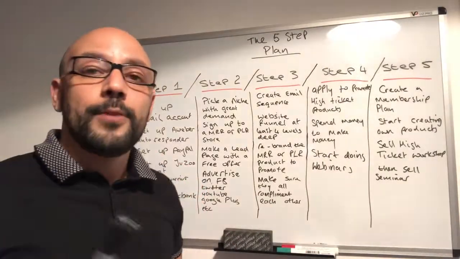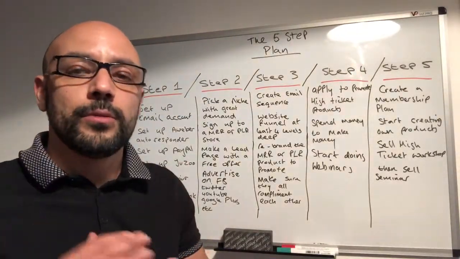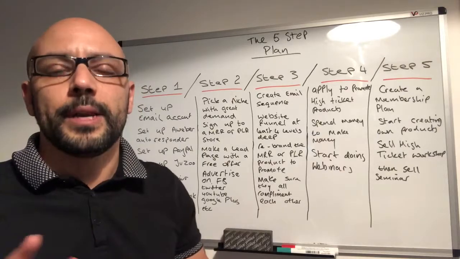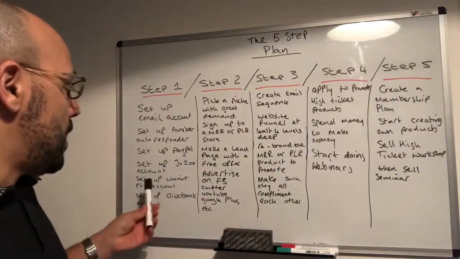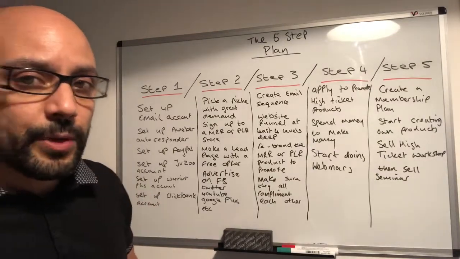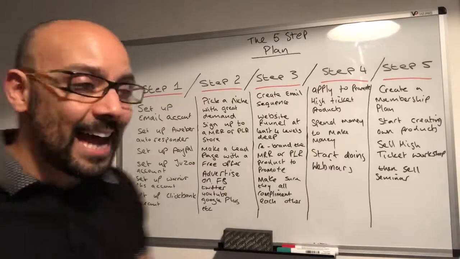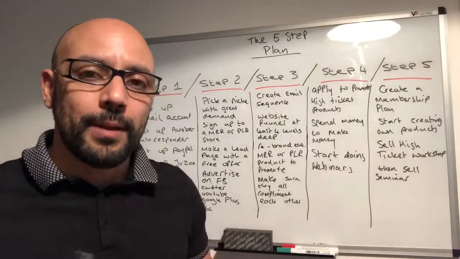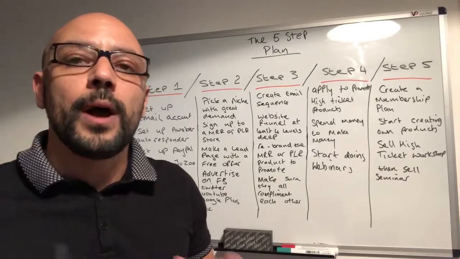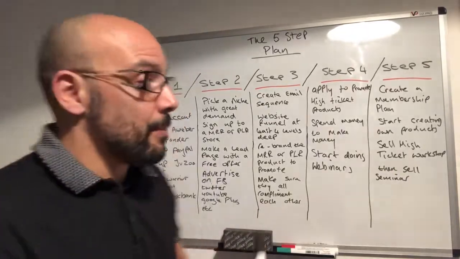After that, you need to set up a JVZoo account. Now, if you don't understand what JVZoo is, don't worry about it just yet. You just need to set up an account. As well as a JVZoo account, you need to set up a Warrior Plus account and a ClickBank account. All of these are affiliate platforms where you can find products to promote if they allow you to. So that's step 1.